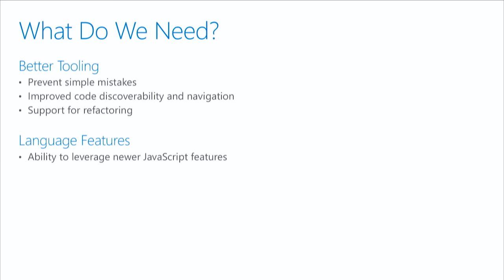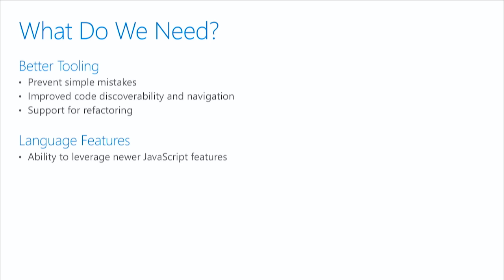So what do we need? Well, kind of stating the obvious, we need better tooling. We need something that's going to help us to prevent simple mistakes. I don't know if you're anything like me, but typos happen occasionally. So we need tooling to make sure that we don't make those kinds of silly mistakes. We also need improved code discoverability and navigation. If we have a large project with dozens or maybe hundreds of files, we want to be able to find the code that we're looking for or how it's been consumed and used in our application without having to hunt around or do string find all search matches.